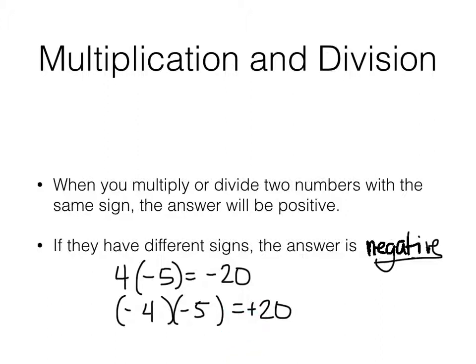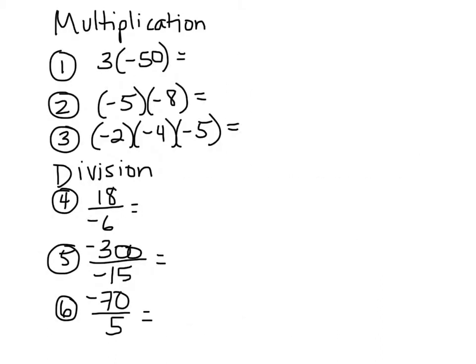Last screen for this video, just a little bit more practice. All right, I would do the same thing we did before, pause it, try them, and then start it up again, but I'm going to get started. 3 times -50, 3 times -5 would be -15, and we're going to tack on the 0. So that one's -150. -5 times -8, negative times negative, positive. Okay, and that is just like we saw on that previous slide.